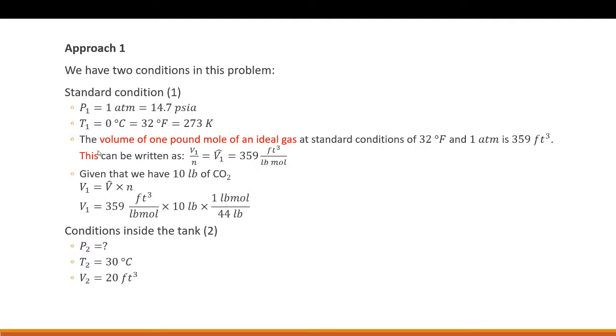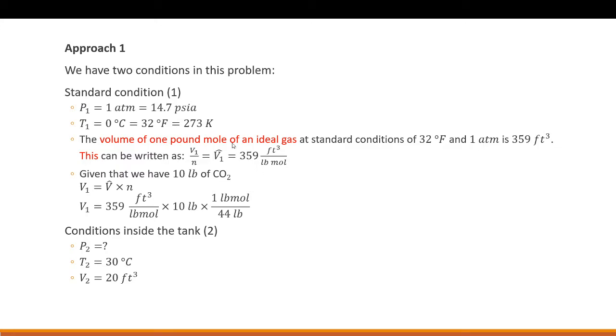Now, based on the ideal gas law, we know that the volume of 1 pound mole of an ideal gas at standard conditions of 0 degrees Celsius and at 1 atm is 359 feet cube. What this means is that the volume over the number of moles, per pound mole, which we write as V with a cap, I'll call it V cap, is 359 feet cube per pound mole.